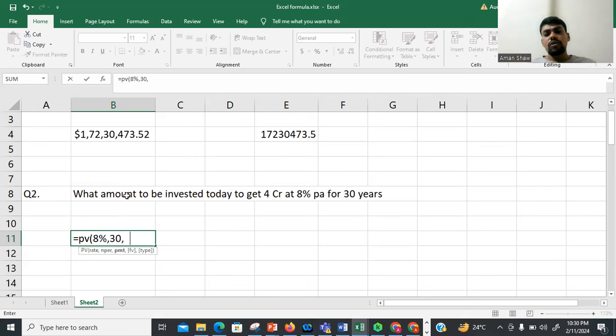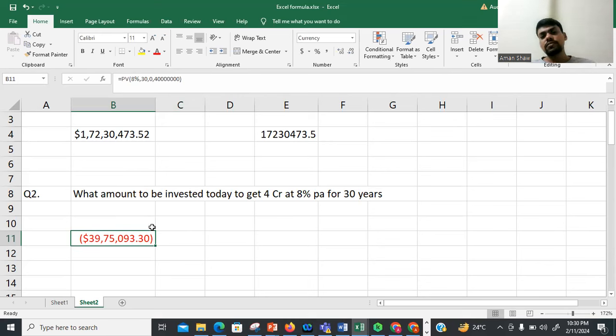So 30. We are not making any monthly investment, so the PMT will be zero, and the future value will be 4 crores. I'm writing the future value in positive because it is the amount which we'll be getting. Any outflow we write in negative, any inflow we write in positive. So 1, 2, 3, 4, 5, 6, 7. And I'm just putting the bracket because by default it will always take 0. So if you invest 39 lakh rupees, 40 lakh rupees, at the end of 30 years the value will be 4 crores. This is the answer to it.